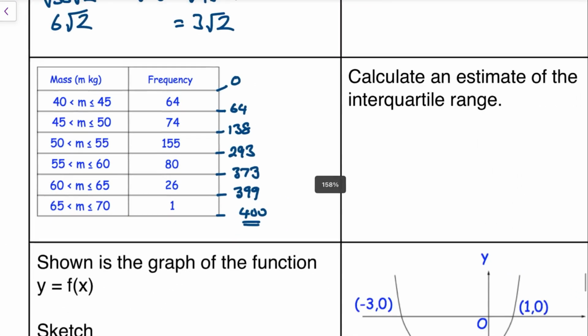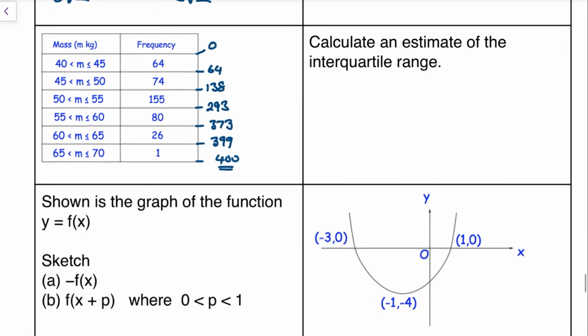Then what does it want? It wants an estimate of the interquartile range. Now the interquartile range, if there are 400 items, is going to be the 100th item, a quarter, and the 300th item. And the 100th item is going to lie between 64 and 138. In other words, it's going to be in here. And the 300th item is going to be between 293 and 373. So it's going to lie in there.